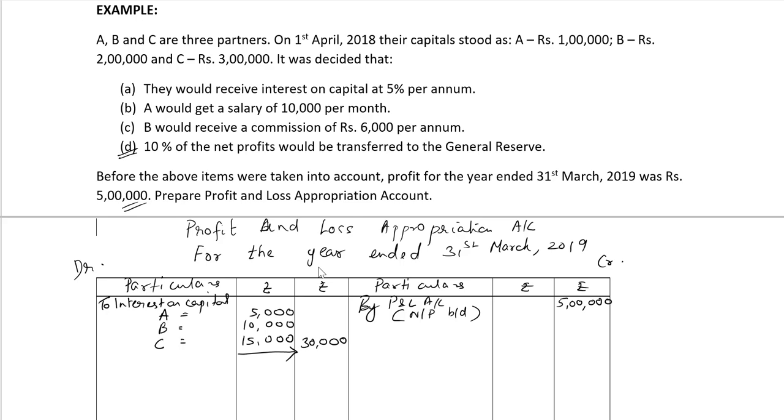A is to get a salary of rupees 10,000 per month. To partner salary, for A, it's 10,000 into 12 months, 1,20,000. B is also going to get a commission of 6,000 per annum. To partners commission, to B, it's rupees 6,000.